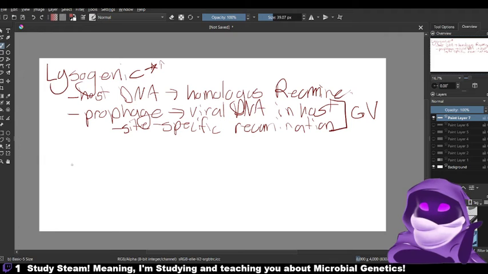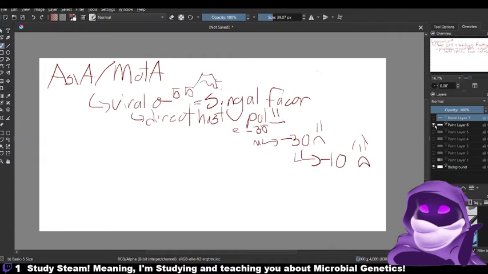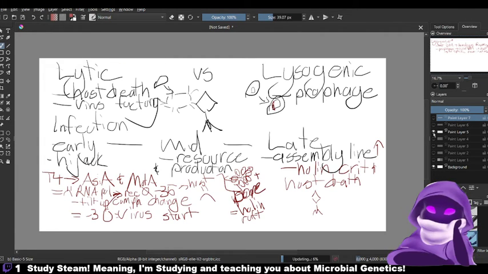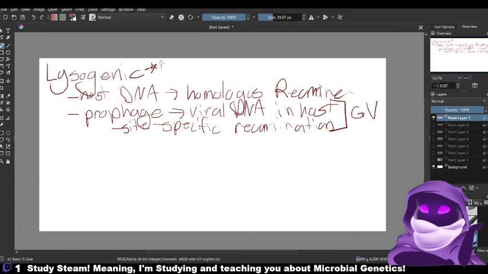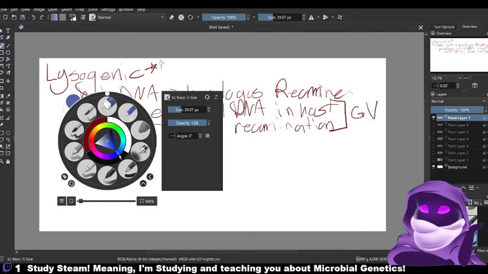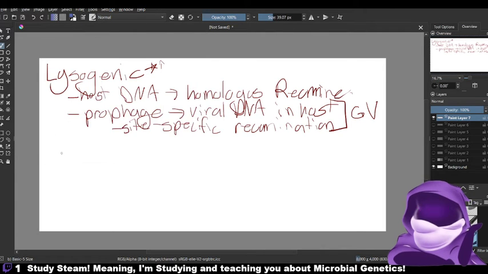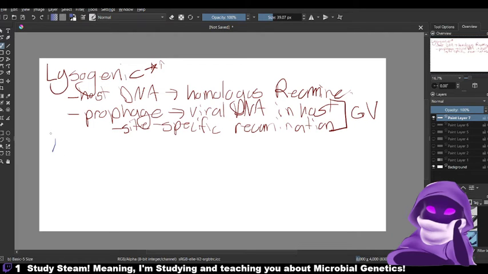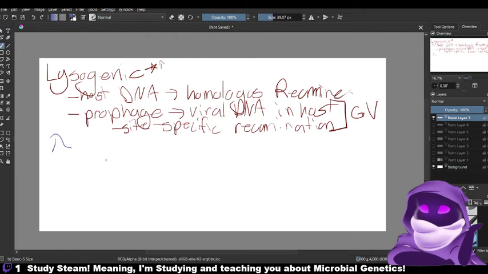So, lambda, here. Before this, we were talking about T4, right? Oh, wait, hang on. Here, we're talking about T4. Over here, we're talking about lambda. So let me get another color for lambda. There we go. And this is the symbol for lambda. So the phage we're talking about now is lambda.